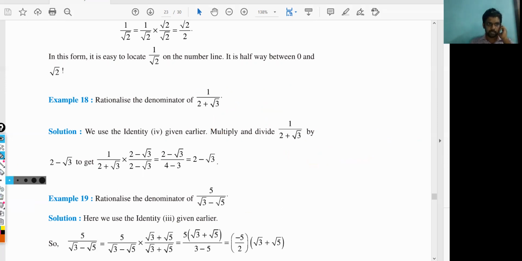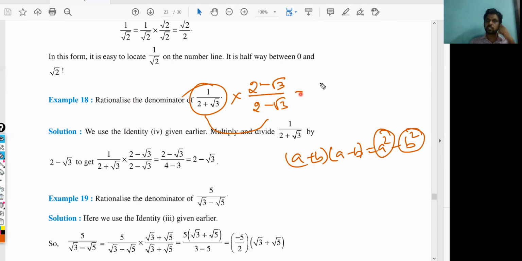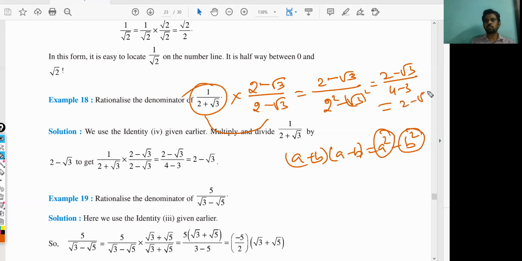So what is happening here? We'll see that too. Fine. So this becomes 2 minus root 3 divided by, this is a plus b into a minus b format. So I'll write it as a squared minus b squared. So 2 squared minus root 3 the whole square, which is 2 minus root 3 divided by 4 minus 3, which is 1. So 2 minus root 3 divided by 1 is 2 minus root 3. That's it. Right? So I have rationalized my denominator, but still my numerator is irrational.